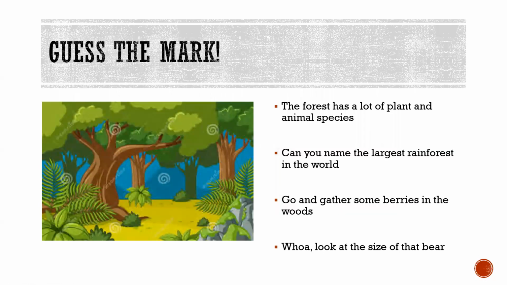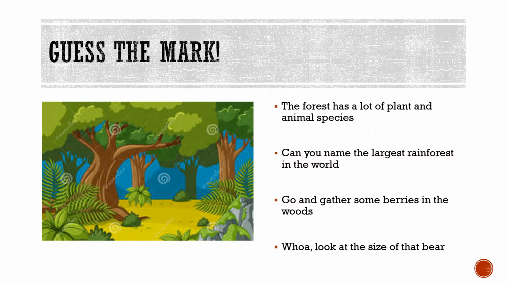Now, let's have a look at this. Let's have a game first for us to remember what the different types of punctuation marks are. The game is titled Guess the Mark. You will choose from amongst three basic punctuation marks. The first one is the full stop, the second one is the question mark, and the third is the exclamation point. Let's have a look at the first sentence. The forest has a lot of plant and animal species. So what end punctuation are you going to use?